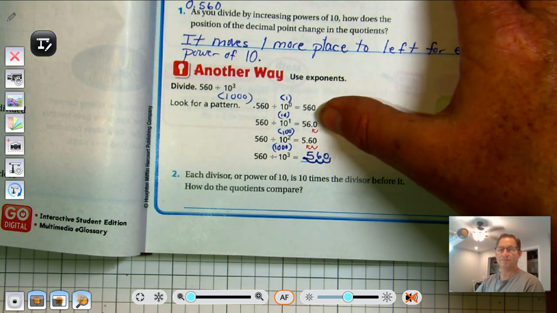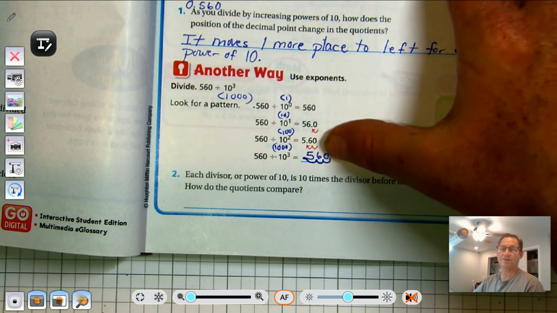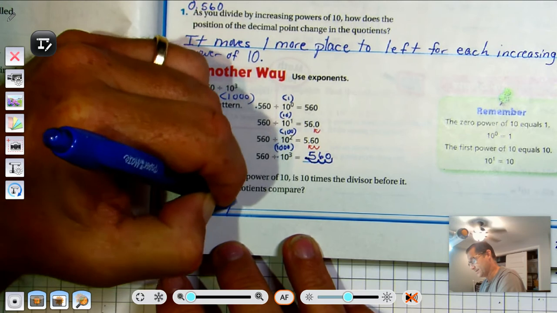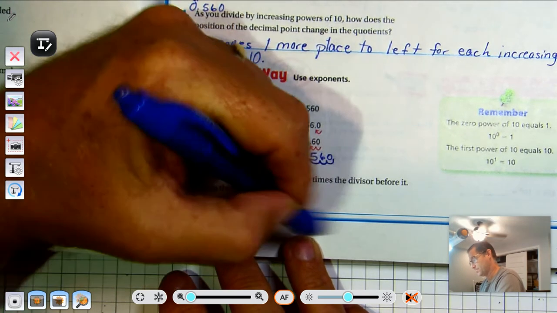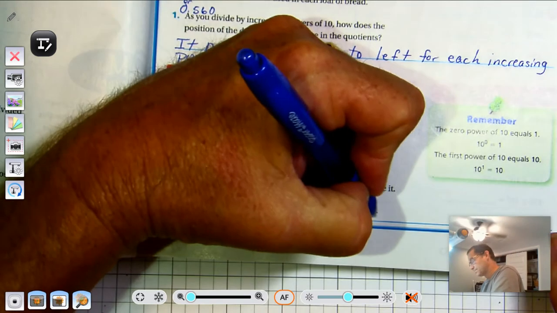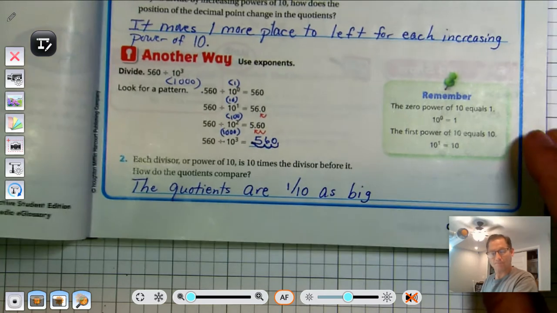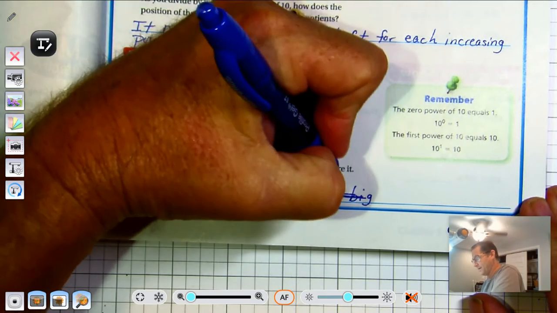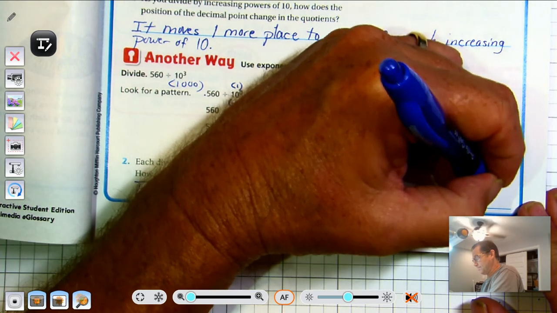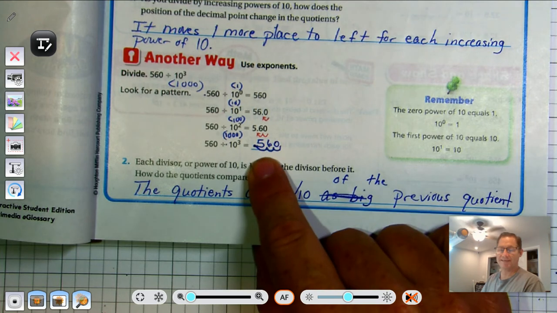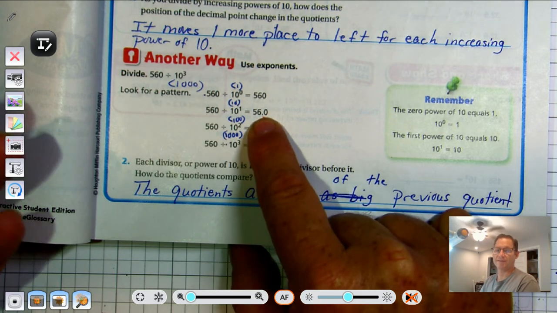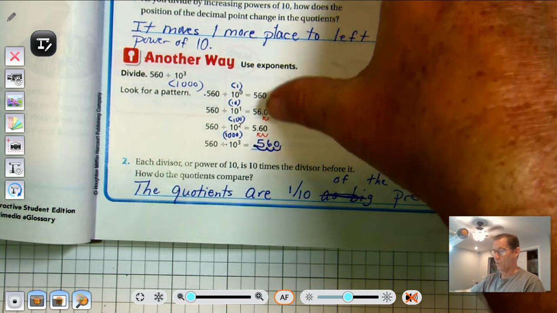So we had 560, then 56, then 5 and 60 hundredths, and then 560 thousandths. So what happened to the quotients? The quotients are only 1/10 as big, let's just say 1/10 of the previous quotient. Okay, because if I multiply 560 by 10, I'd get 5 and 60 hundredths. If I multiply 5 and 60 hundredths by 10, I'd get 56. If I multiply 56 by 10, I get 560. So each of these is 1/10 of the previous one.